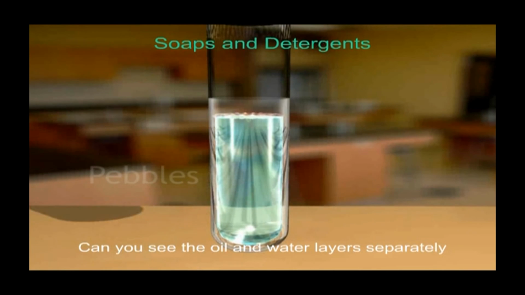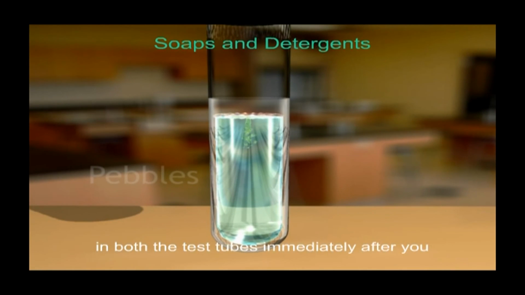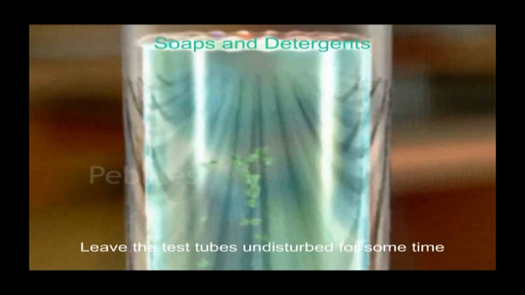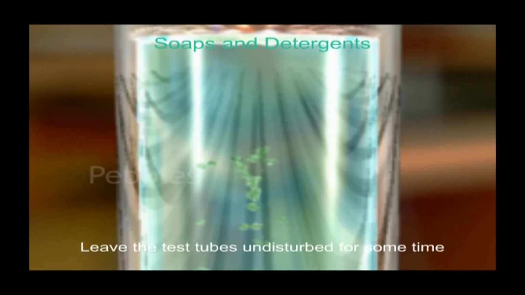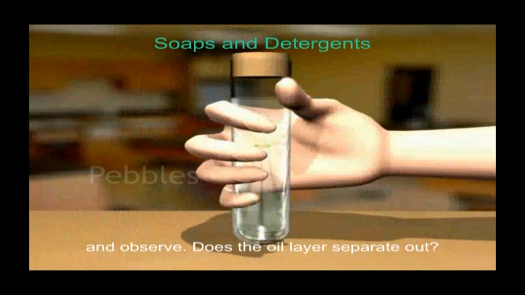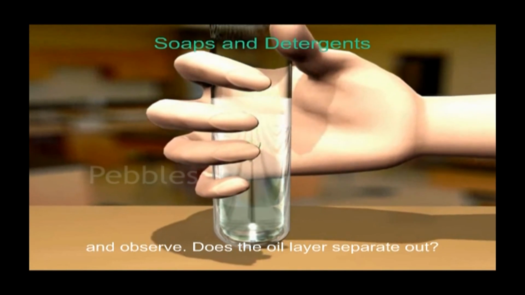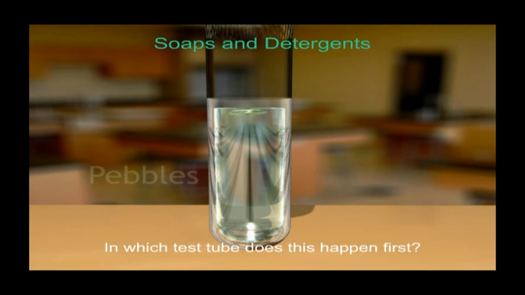Can you see the oil and water layers separately in both the test tubes immediately after you stop shaking them? Leave the test tubes undisturbed for some time and observe. Does the oil layer separate out? In which test tube does this happen first?